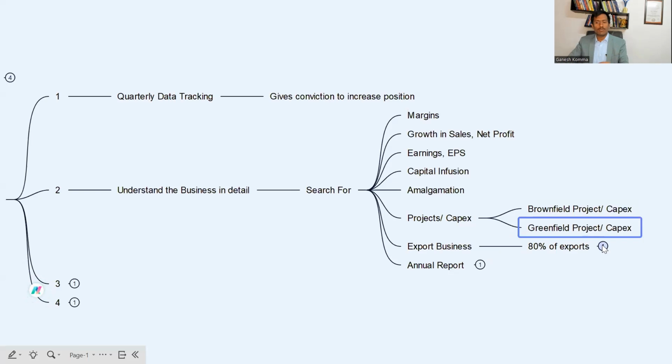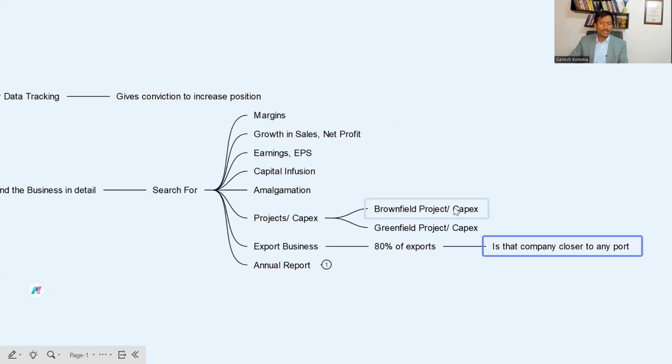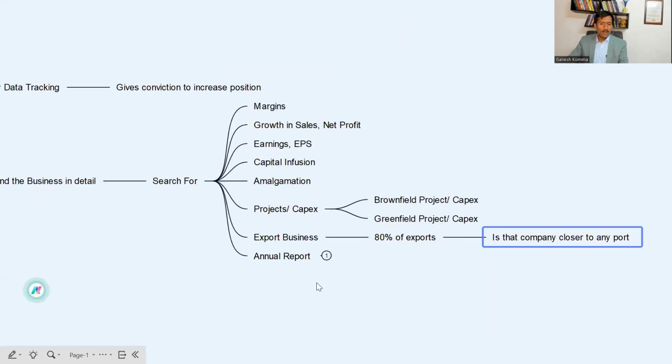You look at the export business. How are the exports of the company? If you see, let's say, a shrimp business, like Avanti Feeds, Waterbase Limited, something like that. If they give in their report that 80% of the company is dependent on the export business, then we also look at where the manufacturing units are. Is this closer to the port or not? So that's an add-on for the company.